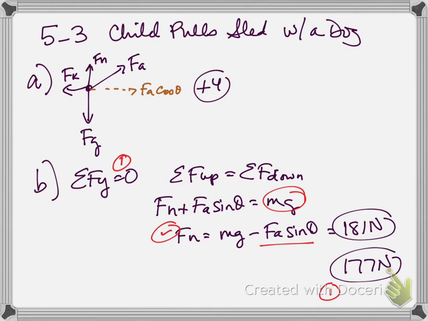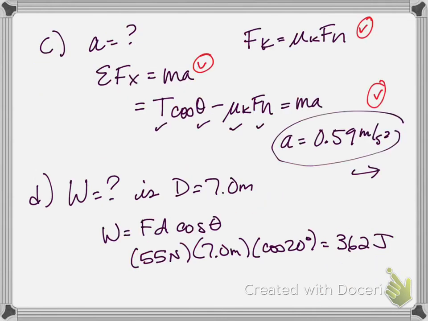FA cosine theta. So it's kind of potato, potato. It doesn't matter where you put in that cosine of theta, but it better be in there somewhere or we're going to get the wrong answer. So D is 362 joules. 1 point for the correct work equation, 1 point for the correct substitution there.